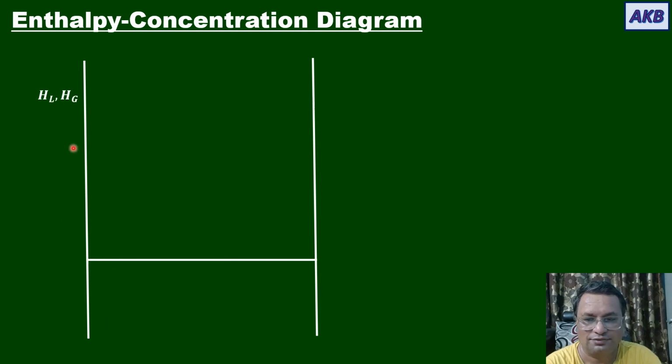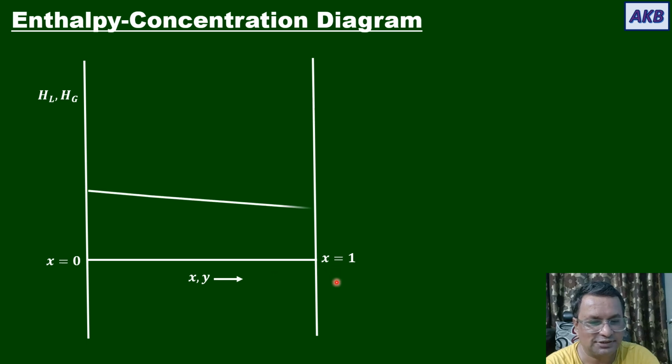So you have enthalpies plotted on the y-axis, enthalpies of the liquid stream and enthalpies of the vapor stream, HL and Hg respectively. On the x-axis, we are going to plot the mole fractions: x, mole fraction of A in the liquid stream, y, mole fraction of A in the vapor stream. So this end represents x is equal to 0. This end represents x is equal to 1.